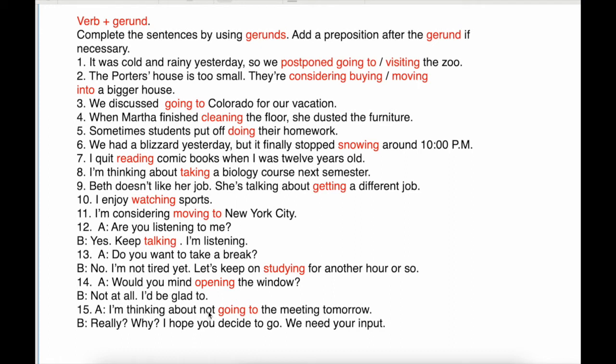I'm thinking about not going to the meeting tomorrow or not attending the meeting. Attend the meeting, going to the meeting. Be careful. Attend, katılmak biliyorsunuz. Onu kullanacaksak preposition'a gerek yok. But if you want to use go, so you need to use to. Really, why? I hope you decide to go. We need your input.